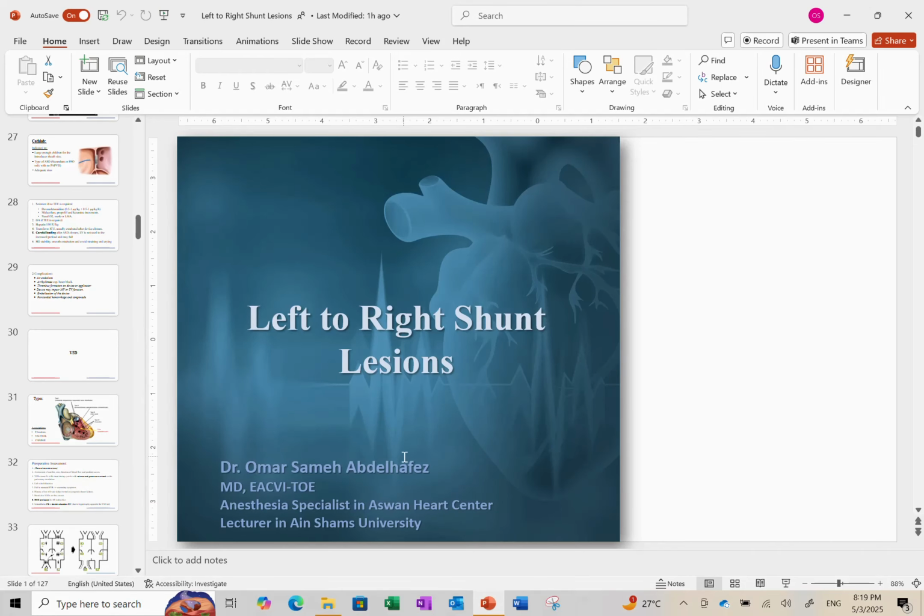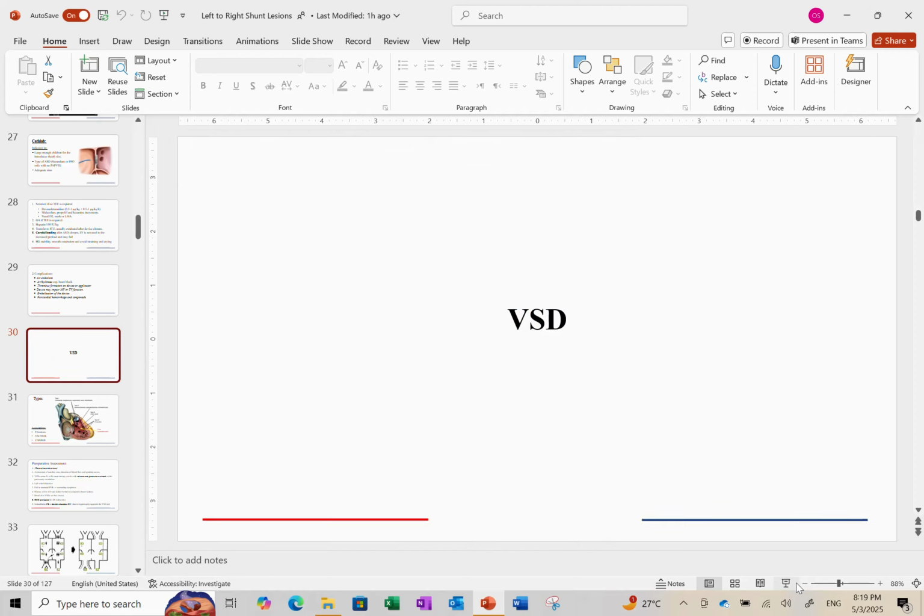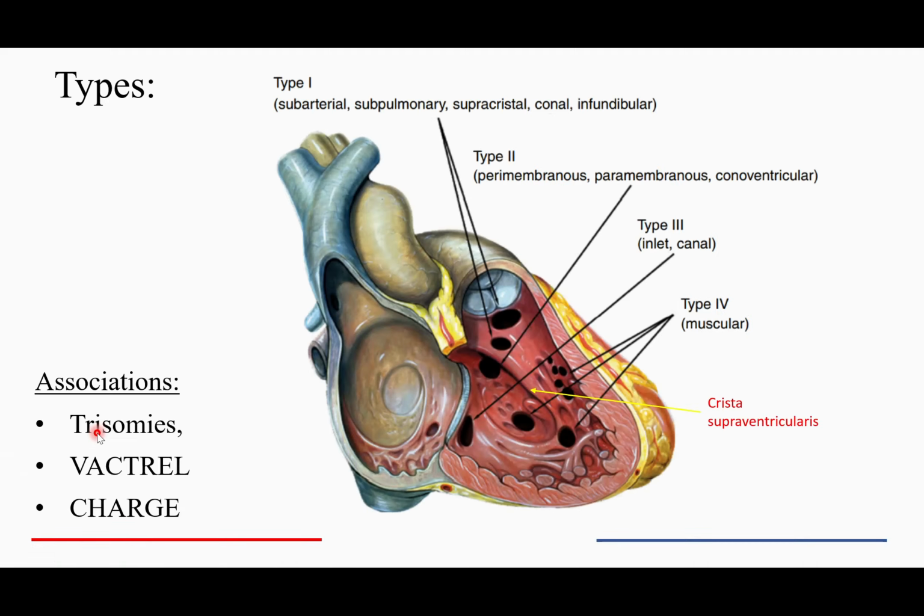Bismillahirrahmanirrahim. This is the second part of the left to right shunt lesion lecture, anesthesia for left to right shunt lesion. We'll talk about the VSD. Okay, VSD, the ventricular septal defect.